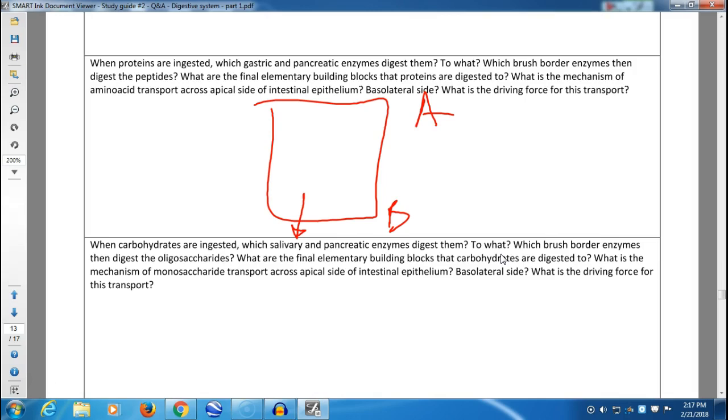Triglycerides. What happens to them? What happens to triglycerides in the micelles?